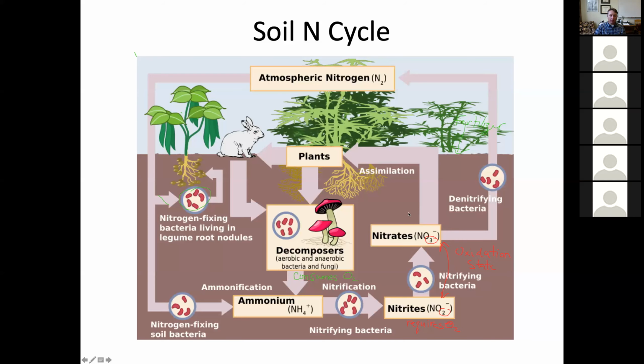All right, so we have to fix nitrogen. If we don't have oxygen and we decompose, we create ammonia. If there's oxygen present in the system, that ammonia will become nitrite or nitrate. So the main things I want you to think about are these main processes of fixation, decomposition, ammonification, and nitrification, and how oxygen controls what state nitrogen might be in.